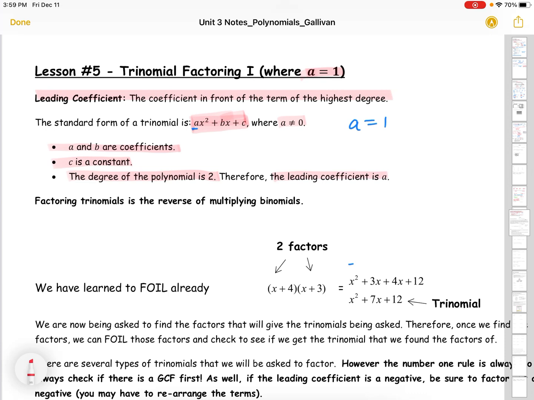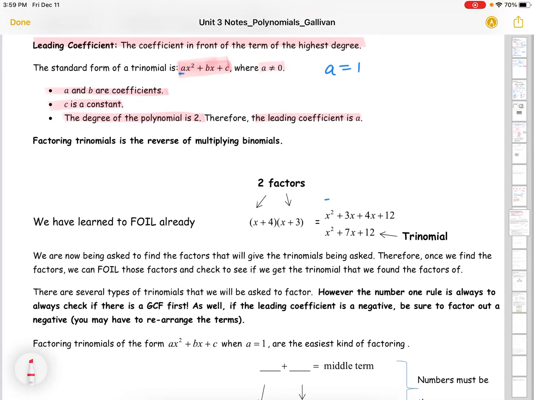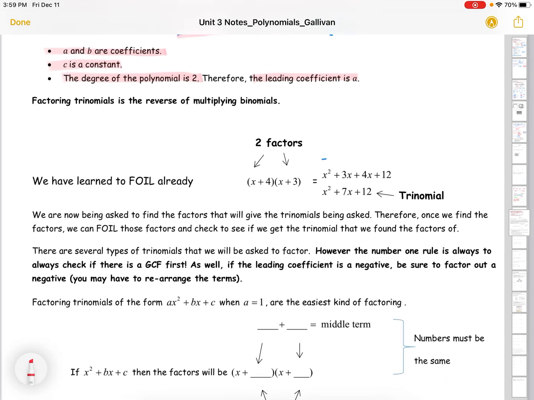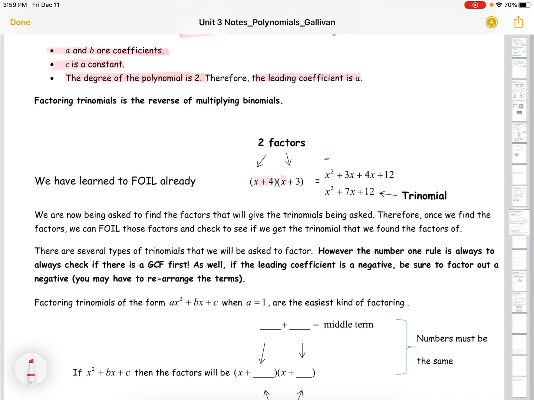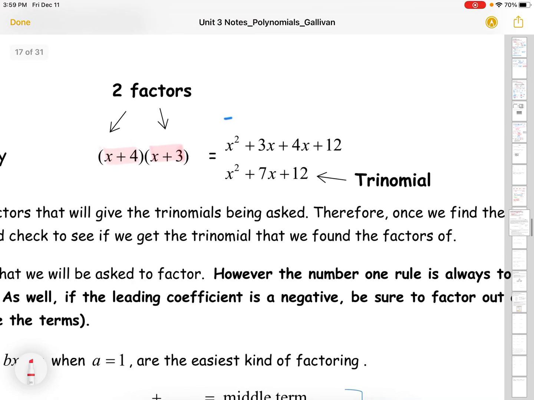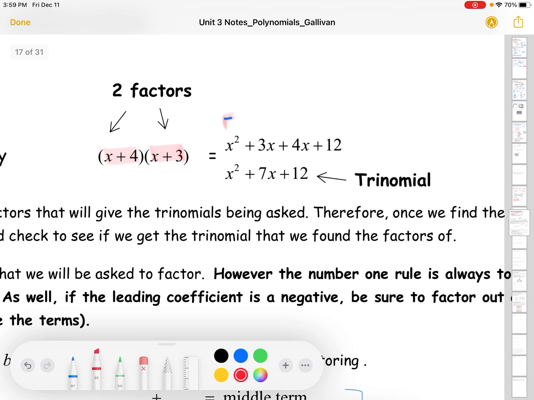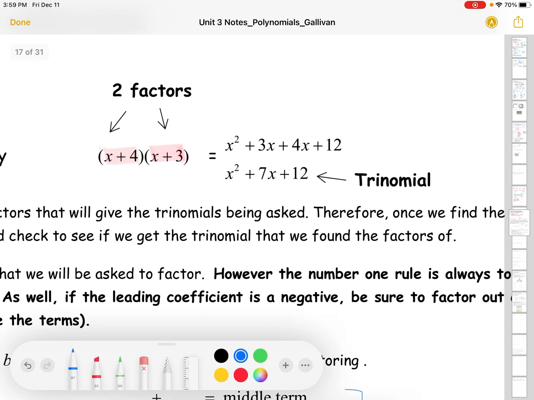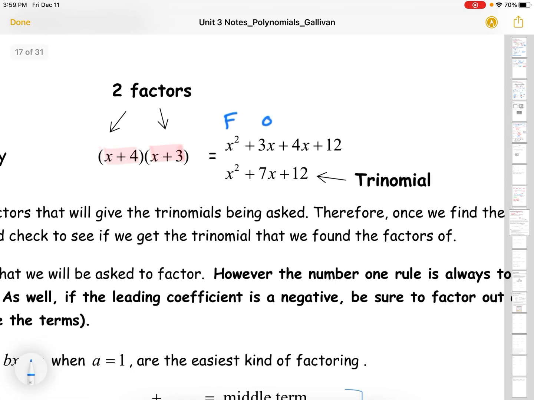Now factoring trinomials is the reverse of multiplying binomials. Remember, we've already learned FOIL. So if we have two binomials that we are multiplying, x plus 4 times x plus 3, this would be our first, outer, inner, last, if we were to multiply those.